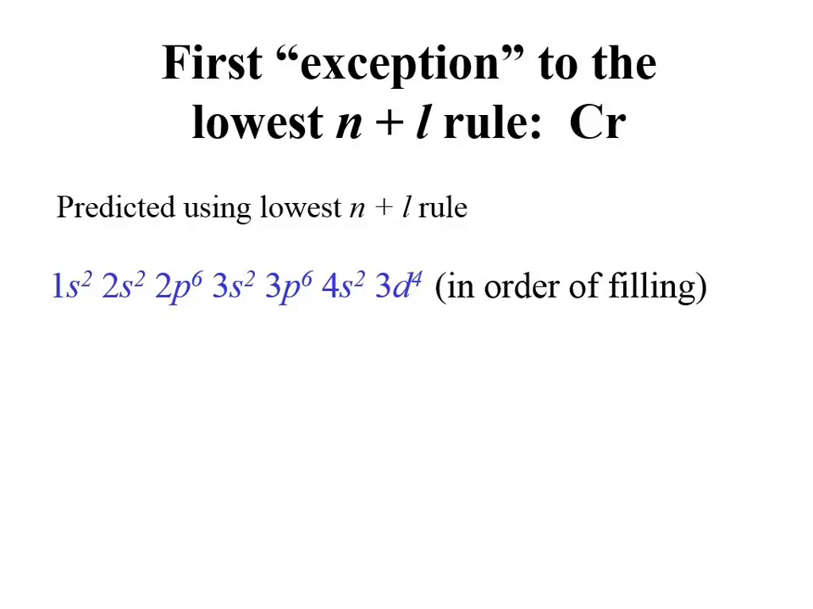If you kind of use the periodic table, you know it's 3D because it's in period 4. And you know it's 3D4 because you skip over 4 elements. Chromium, it's just a beautiful system. 1, 2, 3, 4. That's why it's 3D4. But what it really does is this.